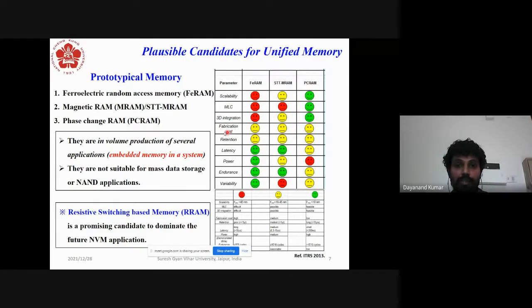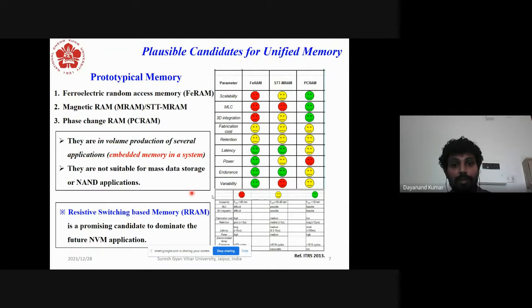But is the cost of fabrication almost the same in all three devices? Retention also almost the same. Latency is good for this. And here you can see the latency is good for this one. And PC RAM somehow is okay, power. But the main problem is the power. PC RAM somehow is good for future application, but the power is the main issue in this device.